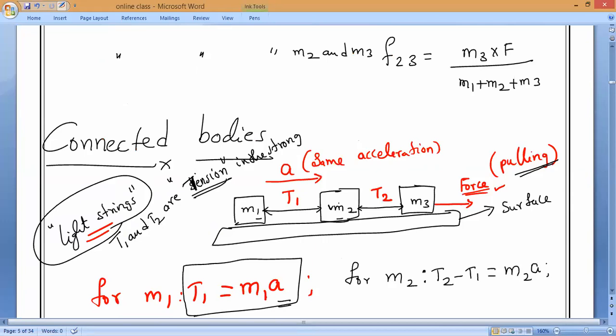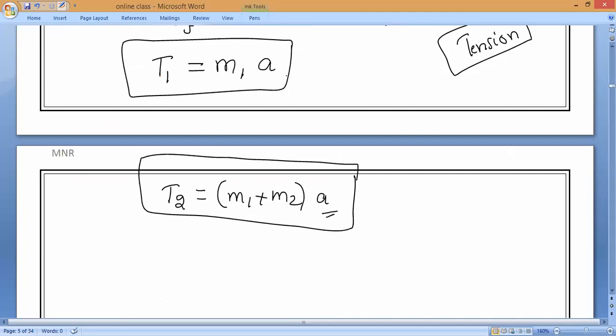M1 is attached with the M2 body. So if I am trying to pull M3, I am trying to pull M2, and if I am pulling M2, then M1 is also pulled. That is the reason: when calculating T1, we consider M1 into A, while calculating T2, we consider M1 plus M2 into A. Is it okay, everybody? So that is the tension in the string. To calculate the tension in the string, we have to use this.